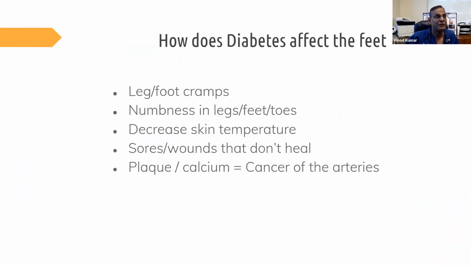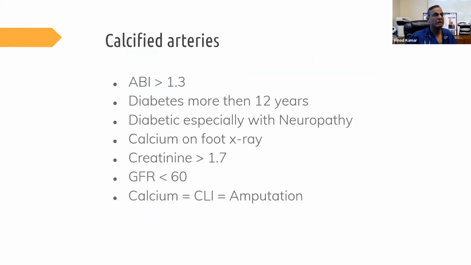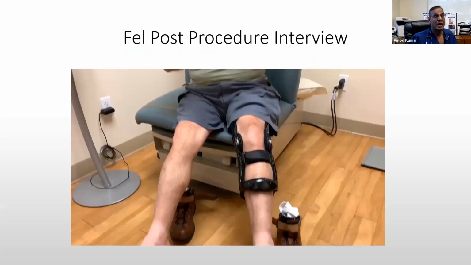How does diabetes affect the feet? Leg and feet cramps, numbness in the legs, feet and toes, a decreased skin temperature, they feel cold, they have sores, wounds that don't heal, they have plaque, calcium buildup, and it's like cancer of the arteries, basically. We do the ultrasounds, and we have some other things that can be done on these patients. I'm going to actually skip this interview.